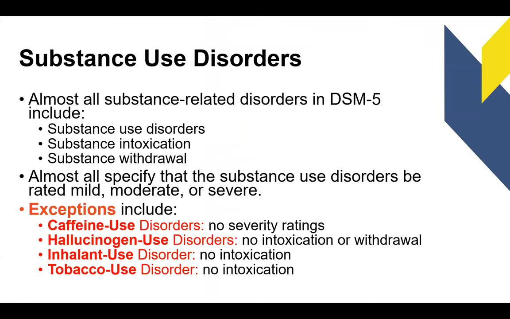And again, some important notes on the side. Almost all substance-related disorders in DSM-5 include intoxication and withdrawal, and all of them include some type of use disorder. There are some specific substances that are the exception to this, but almost all specify that the substance use be rated as mild, moderate, and severe. Remember, we've moved away from abuse and dependence, and now the vernacular in DSM-5 and in our field is mild, moderate, and severe. There are some exceptions: caffeine, hallucinogens, inhalants, and tobacco.